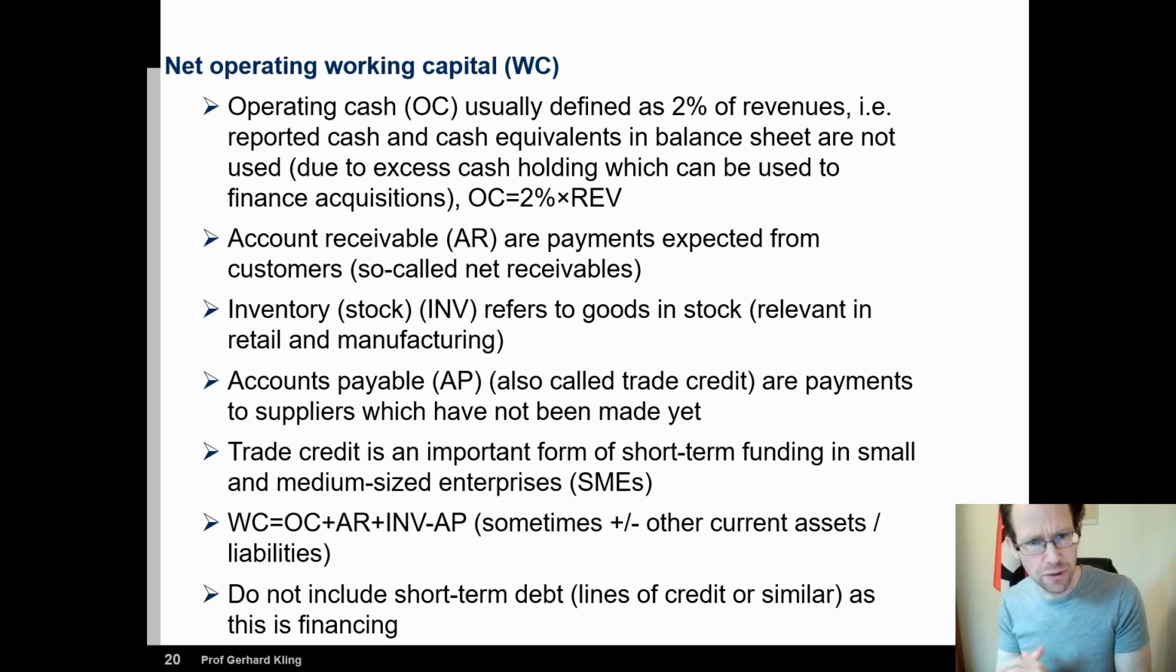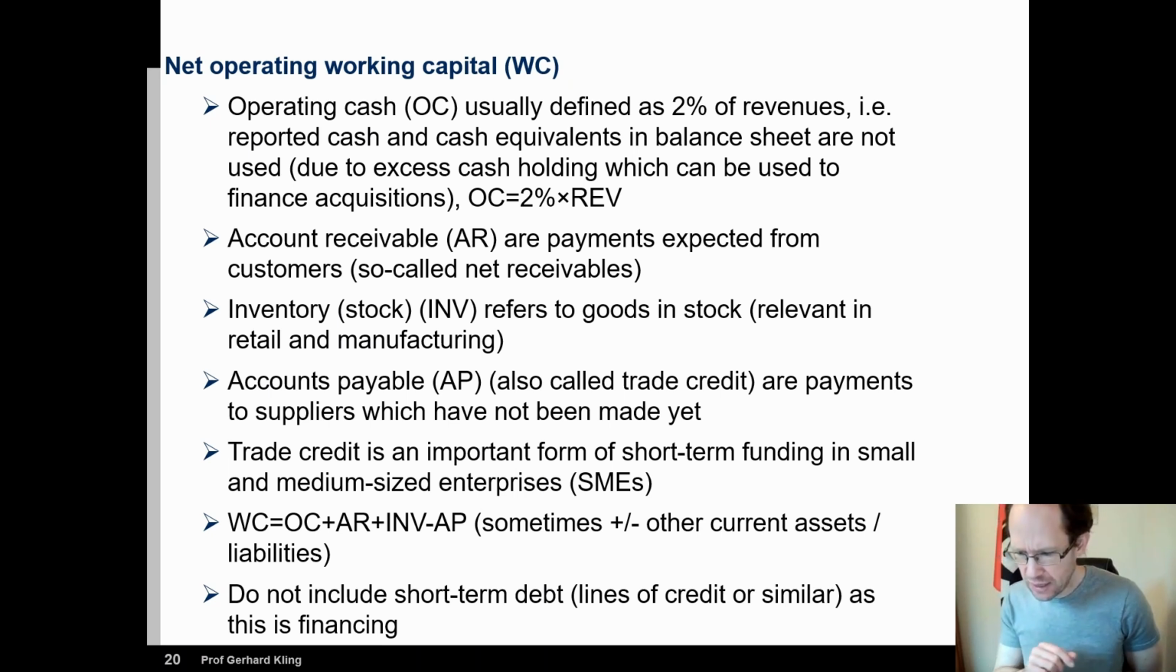Then we have inventory or stock. Again, that's operating. It's a current asset, short term. Then we have accounts payable or trade credit. So this is money you owe. And then we have potentially what you call operating cash. Now, there is a general rule which we applied when I worked as an equity analyst. We took 2% of revenues as the operating cash.